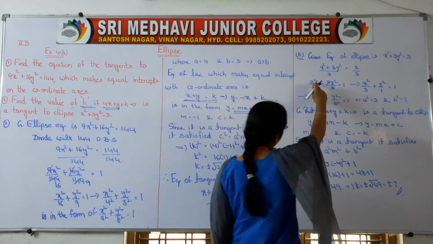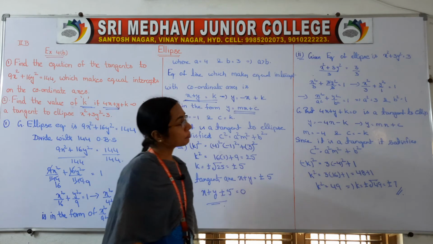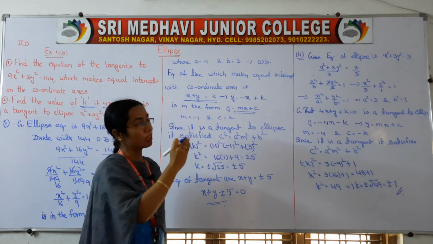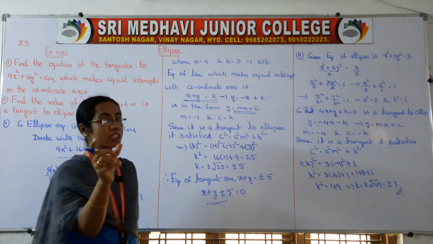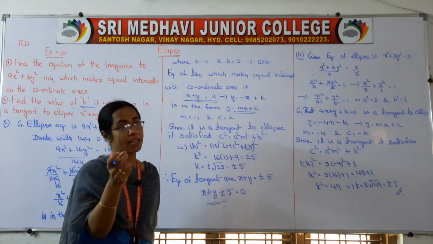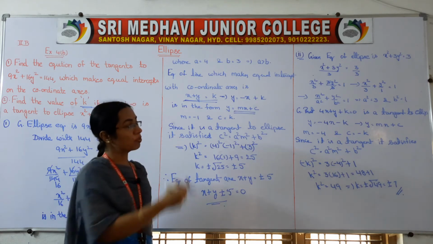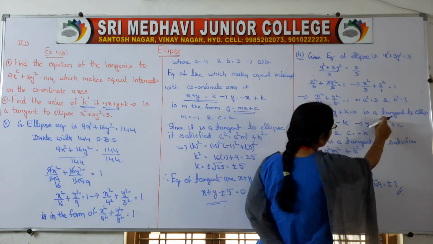So x square by 3 plus 3y square by 3 is equal to 1, so that you will know your a square value, b square value. Then one line equation is given to us in the question, and it is a tangent to the ellipse. So 4x plus y plus k is equal to 0 is a tangent to the ellipse.